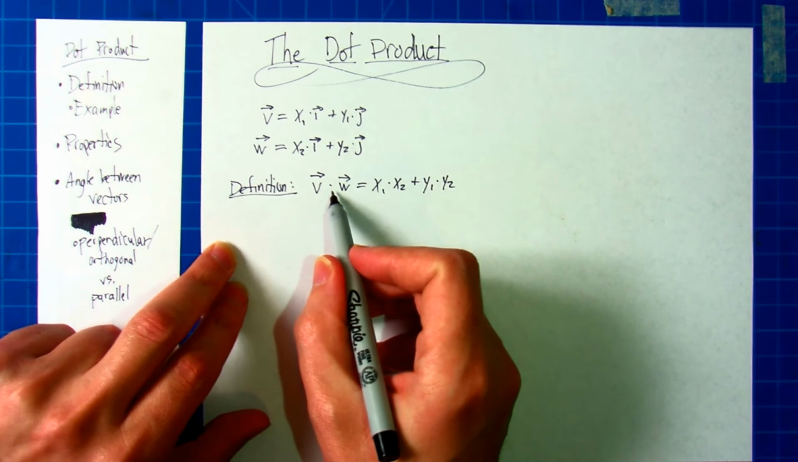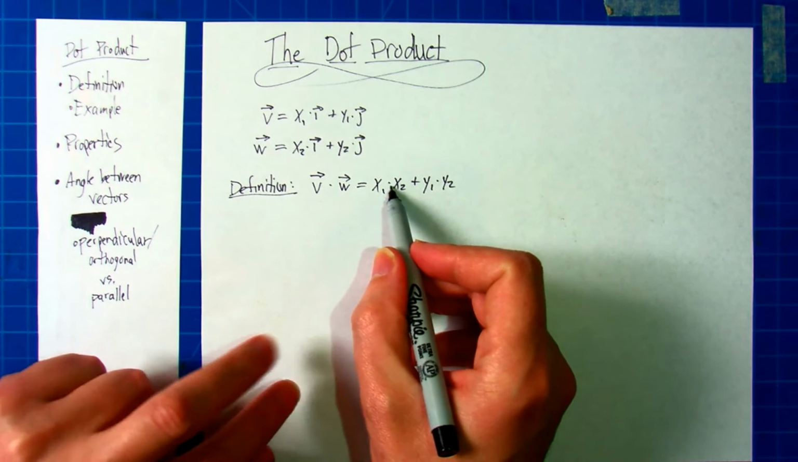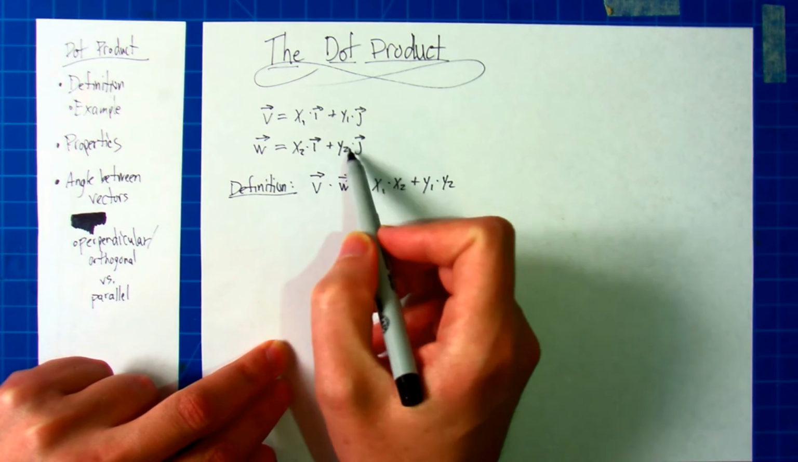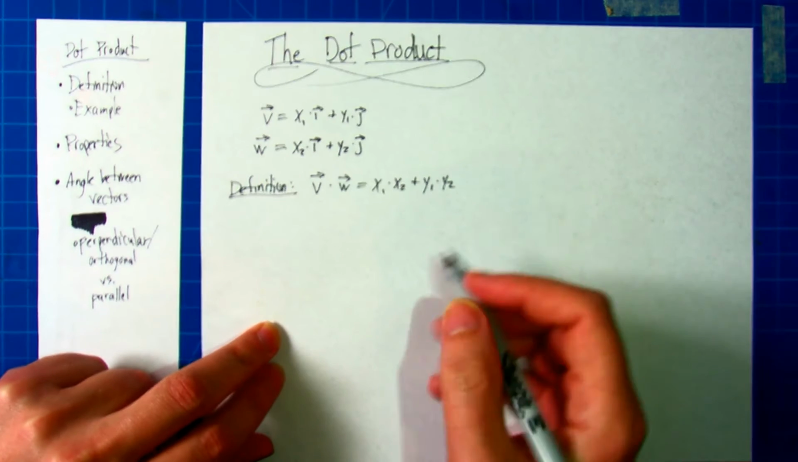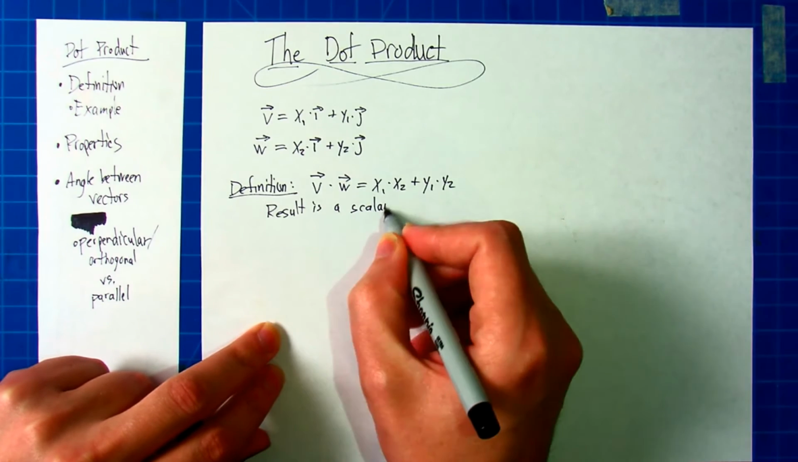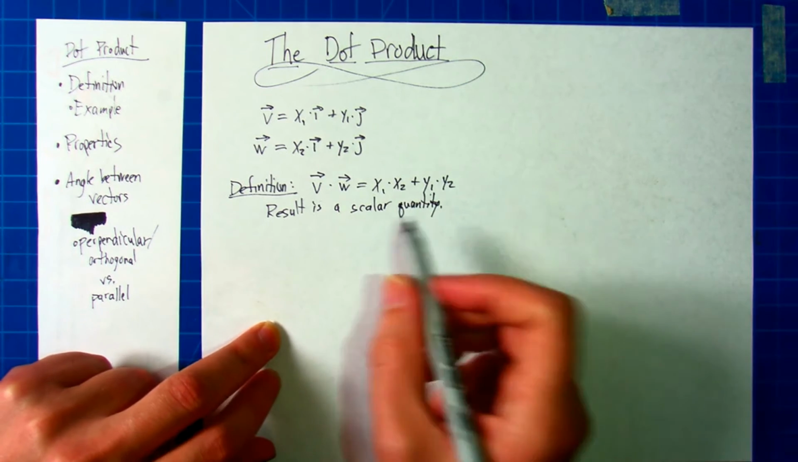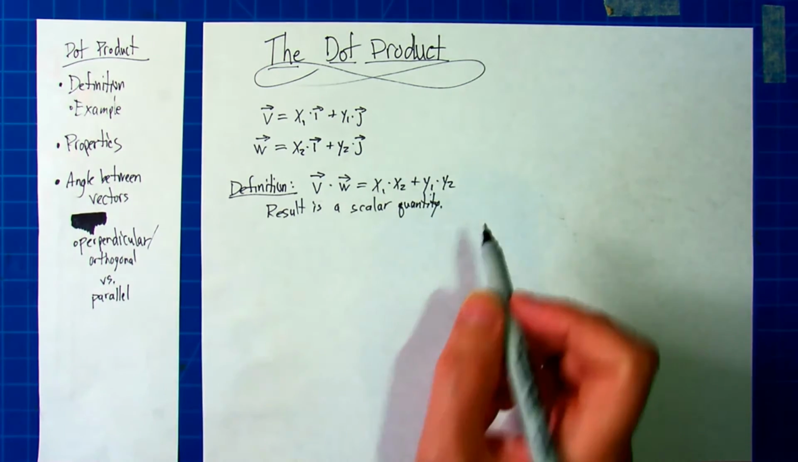This is a dot product of vectors. This is a dot for multiplication of scalar quantities. So remember, x1, x2, y1, and y2 are all real numbers. So when you do this, the result is a scalar quantity. You just get a number as the answer, so this is also sometimes called the scalar product.